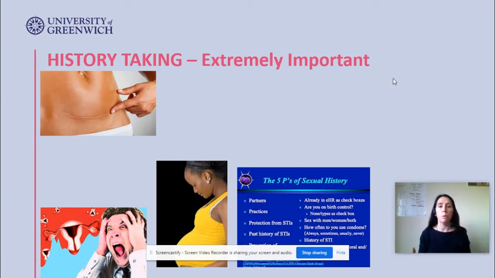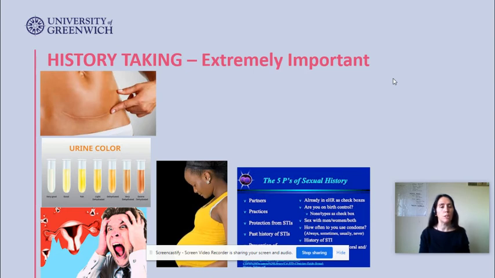And again, don't be embarrassed. Again, you might have to take the pediatric patient away from the parents, but it's really important to know. Again, this links in with the pregnancy one. If they haven't started their periods, there's no chance they could be pregnant.